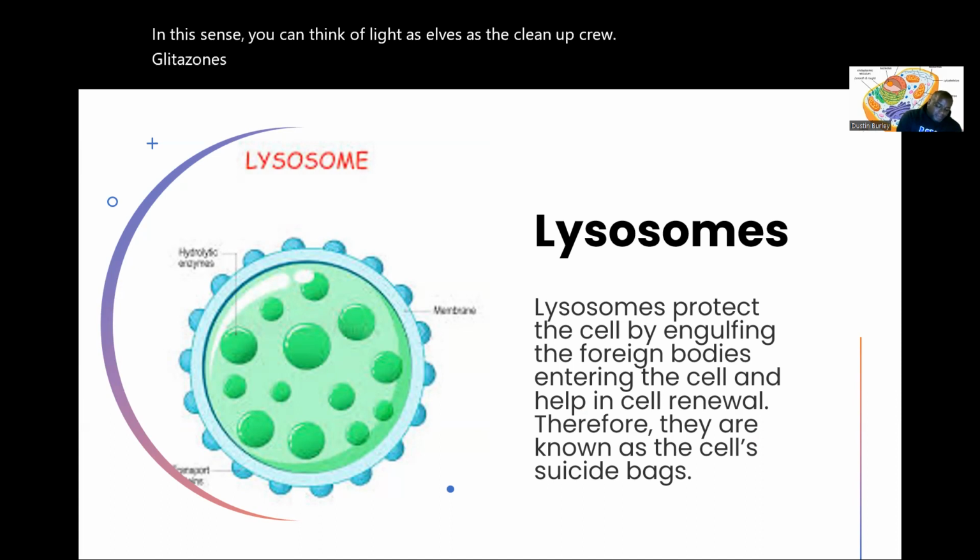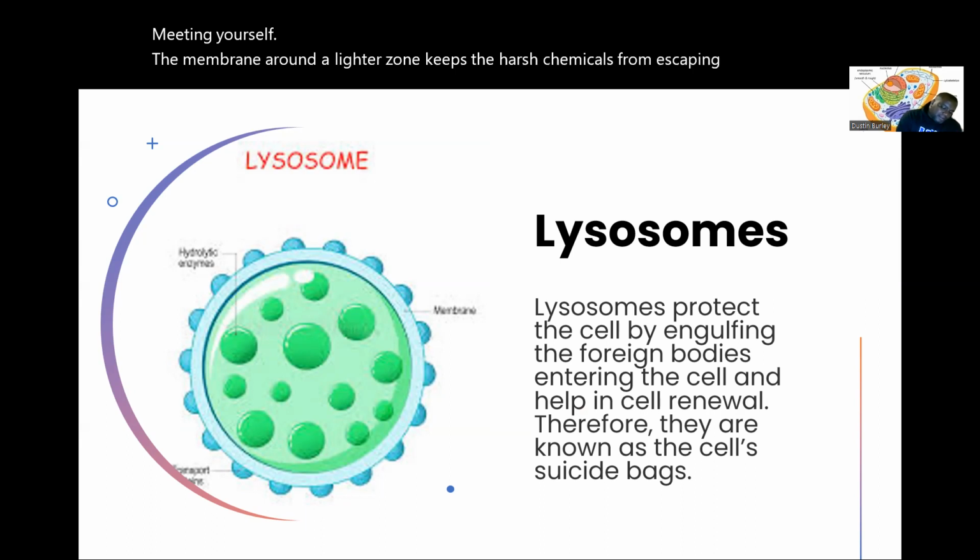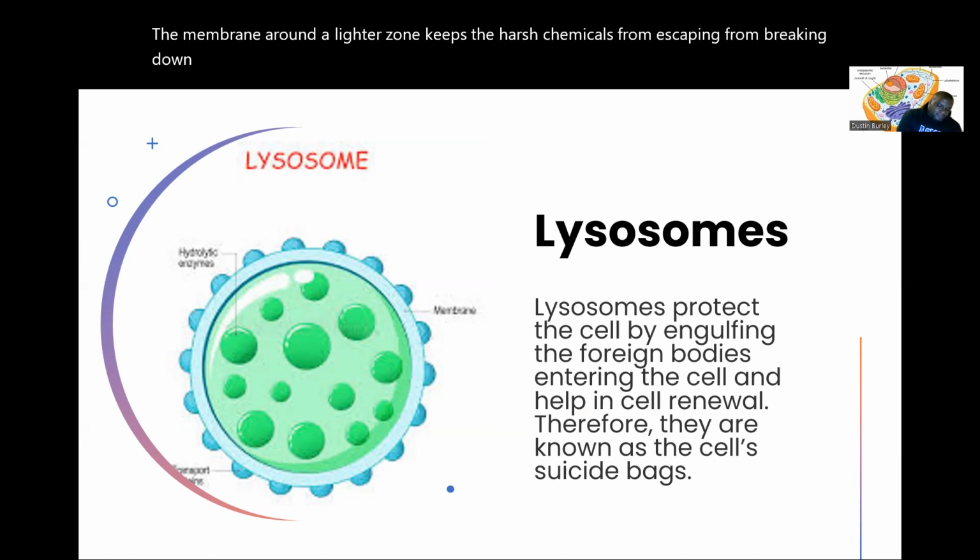Lysosomes are more common in animal cells than plant cells. Although lysosomes contain powerful chemicals, you need not worry about your ship's safety, meaning your cell. The membrane around a lysosome keeps the harsh chemicals from escaping and breaking down the rest of the cell.